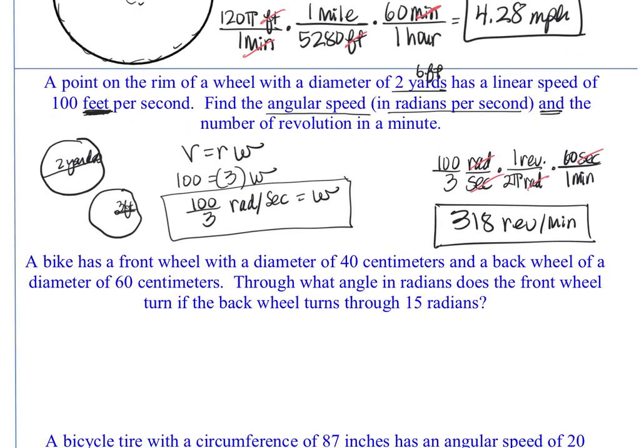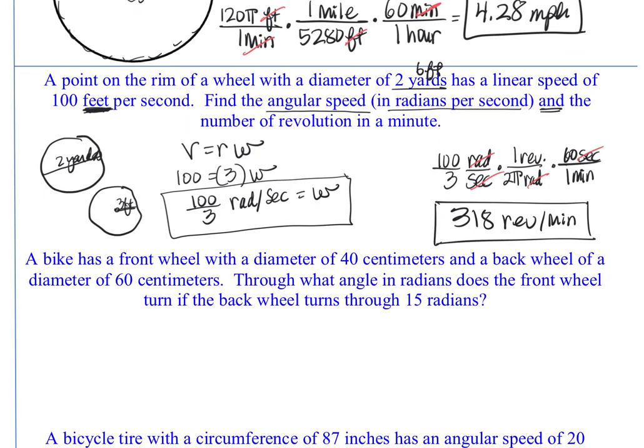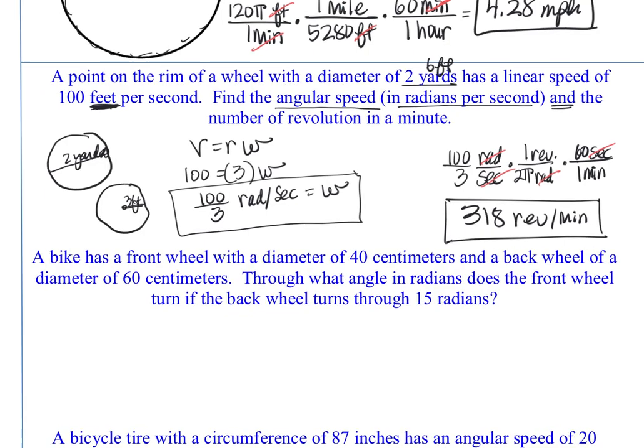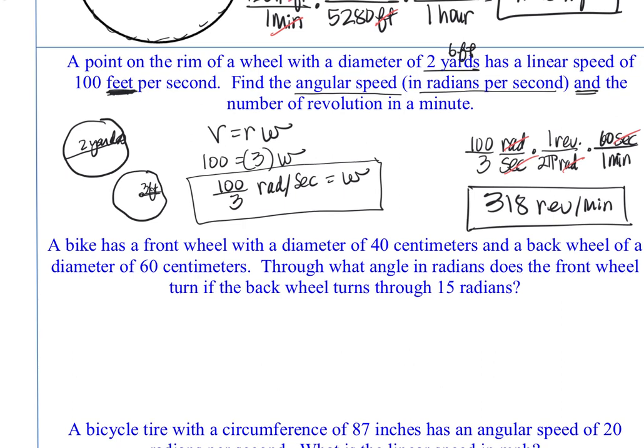Alrighty, we're making progress. Okay, here we have a bike that has a front wheel with a diameter of 40 centimeters, a back wheel with a diameter of 60 centimeters. Through what angle in radians does the front wheel turn if the back wheel turns through 15 radians? All right, so we have a front wheel that's smaller than the back wheel.